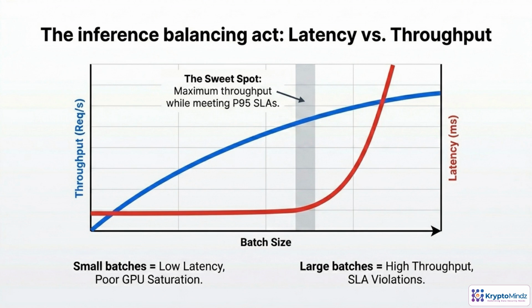For inference, batch size is your main tuning knob, whether you're on H100, TPU, or Ascend. With tiny batches, each request starts quickly, so latency is excellent, but the accelerator is underused and throughput stays low. As you increase batch size, throughput climbs because the hardware is kept busy. If you push batch size too far, latency explodes and your P95 or P99 deadlines get missed. The goal in production is to find that sweet spot batch size that maximizes throughput while still meeting latency SLAs.